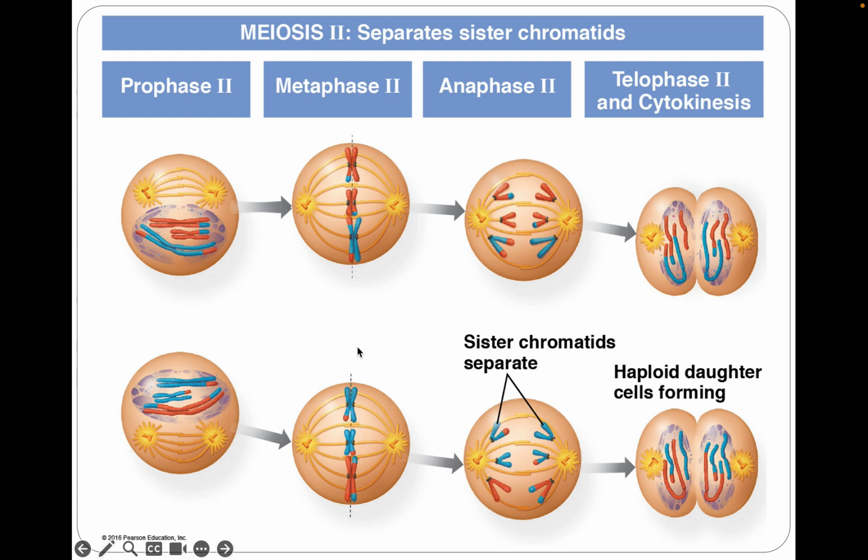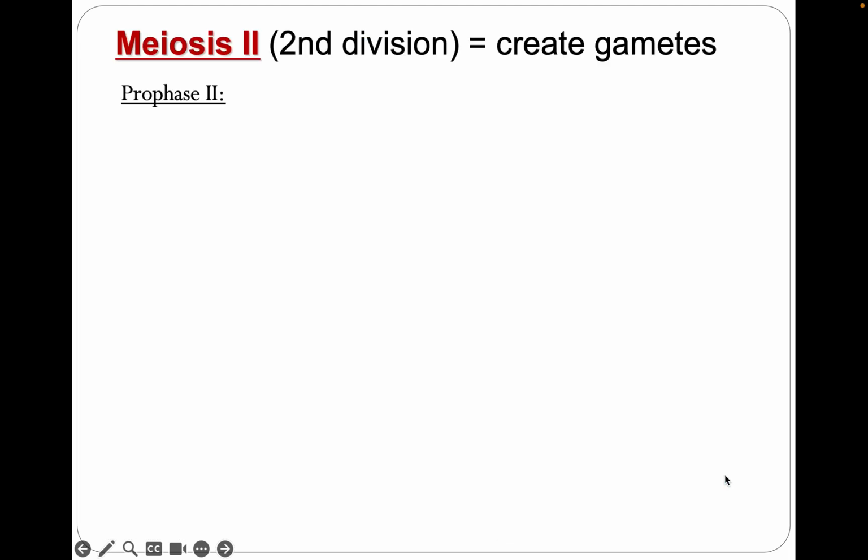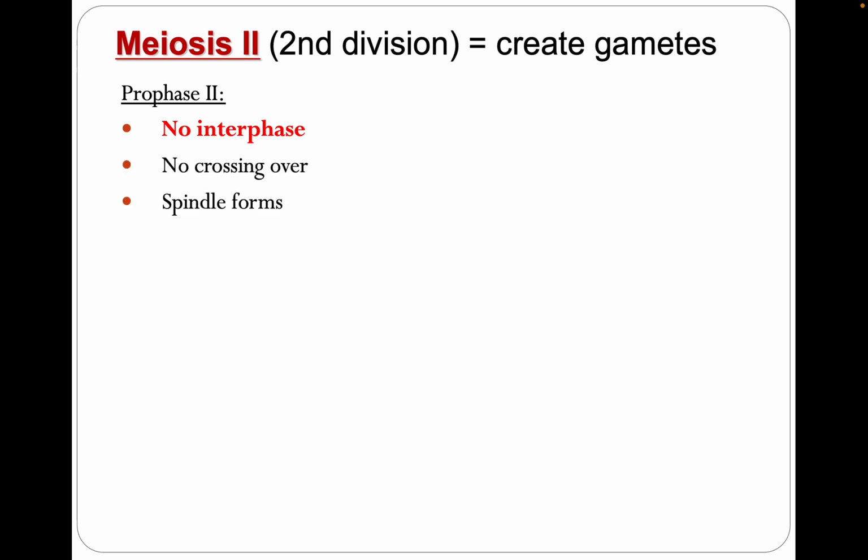Because this will happen with meiosis 2 in each of these 2 daughter cells, that'll produce a total of 4. In prophase 2, there is no interphase. There's no crossing over. The spindles form.